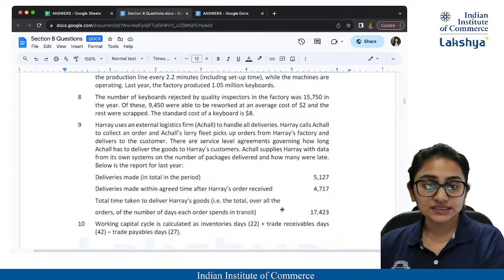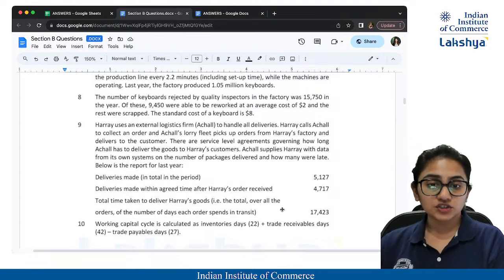Harry uses an external logistic firm, Achel, to handle all deliveries. Harry calls Achel to collect an order, and Achel's lorry fleet picks up orders from Harry's factory and delivers to the customer. So basically, they have outsourced their delivery part to Achel. There are service level agreements governing how long Achel has to deliver the goods to Harry's customers. Achel supplies Harry with data from its own system on the number of packages delivered and how many were late.